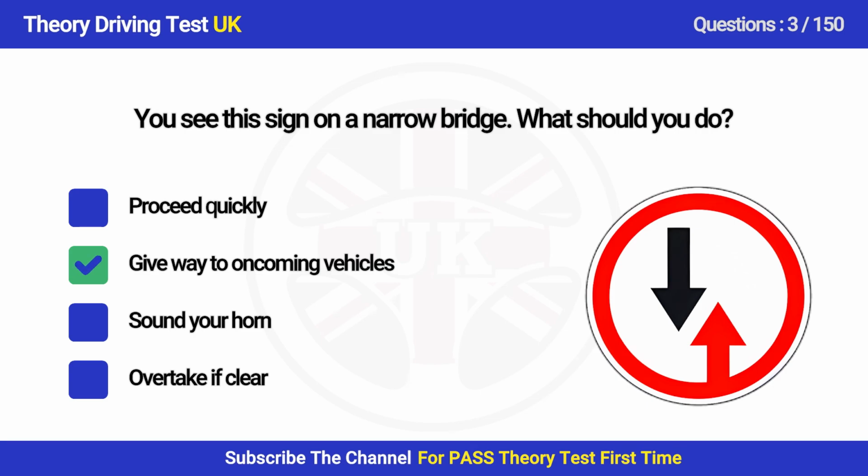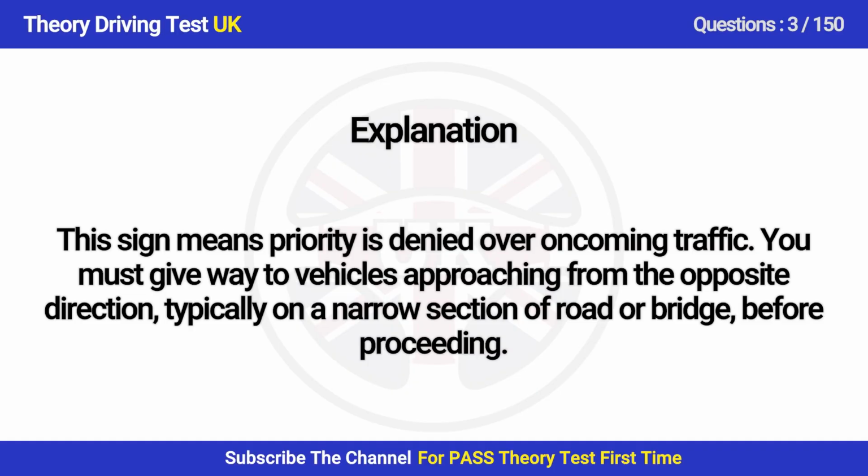Answer is B. Give way to oncoming vehicles. This sign means priority is over oncoming traffic. You must give way to vehicles approaching from the opposite direction, typically on a narrow section of road or bridge, before proceeding.